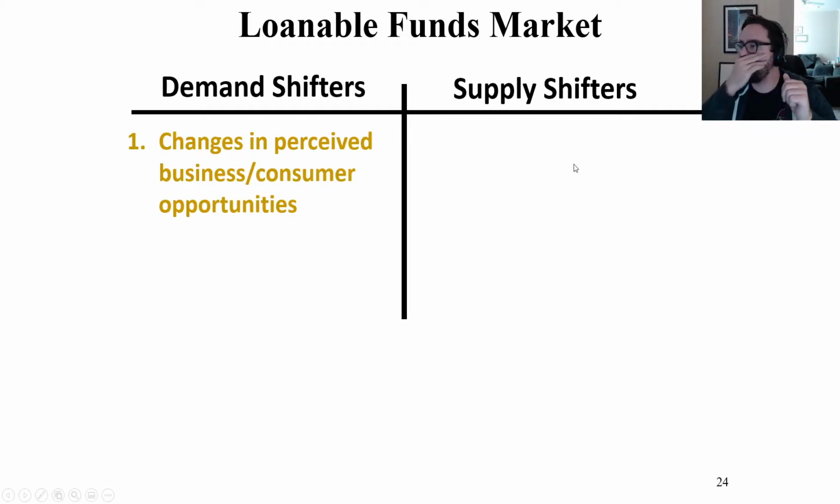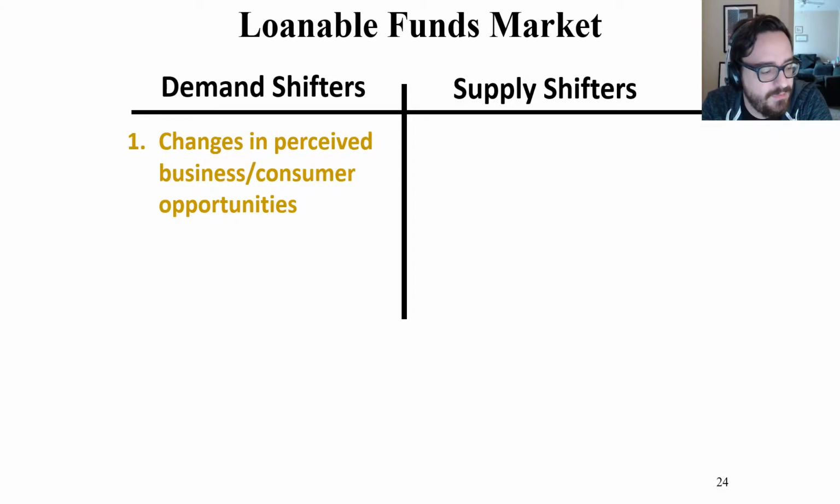The first one, the most common demand shifter, is a change in perceived business or consumer opportunity. Basically, if businesses see that they can make a lot of money right now, they will want to capitalize on that. So they would be more willing to spend and borrow money. So that would increase demand. If they think that things are going kind of poorly right now, they're not going to be as interested in spending lots of money because things aren't going super hot.